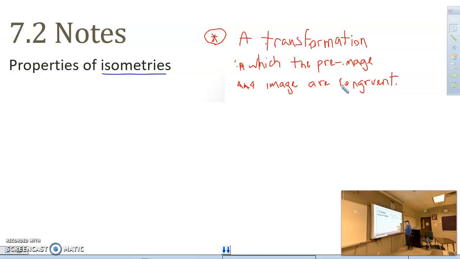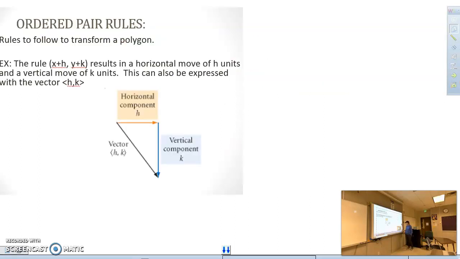Okay, so we are really only going to be dealing with isometries in Chapter 7. We will do some non-isometries when we do similarity. So ordered pair rules. Rules have a specific format. You're going to see them in a coordinate format. But basically the rule x plus h and y plus k results in a horizontal move h units.